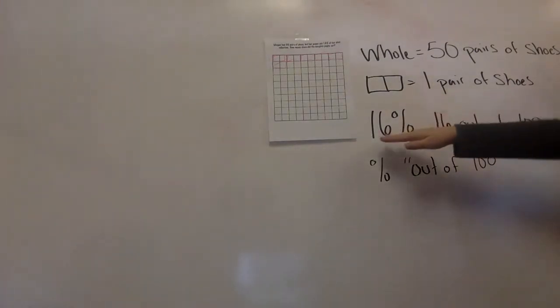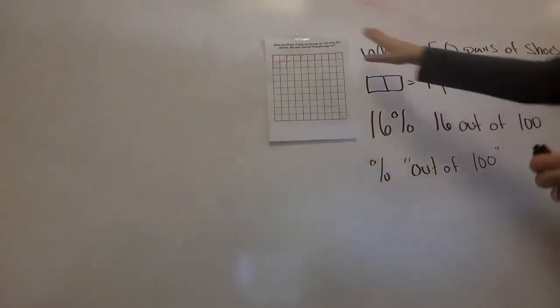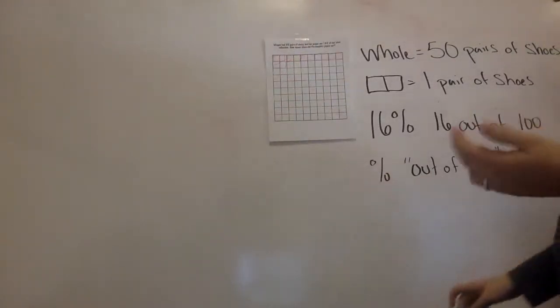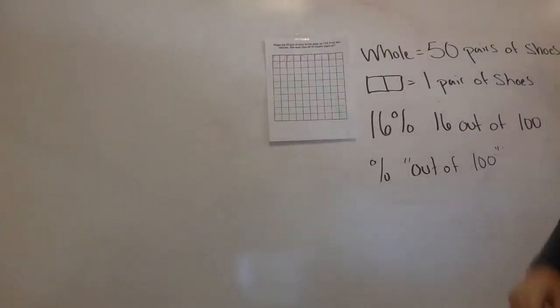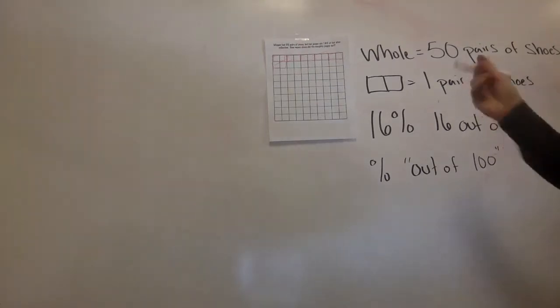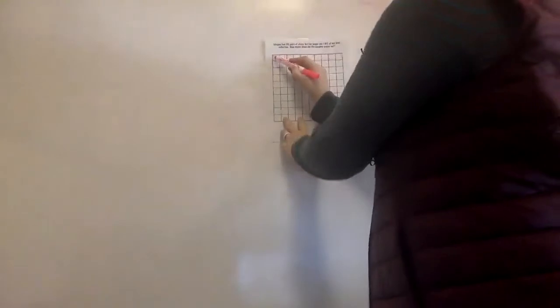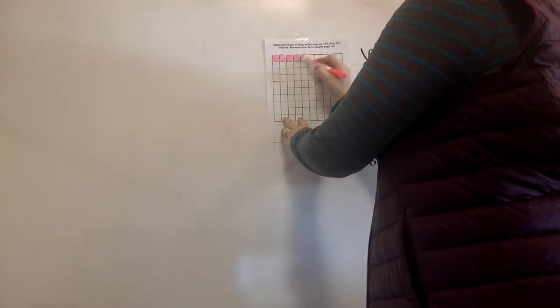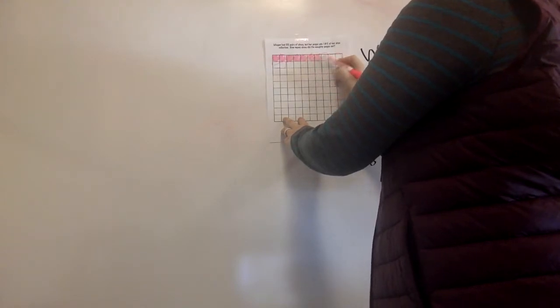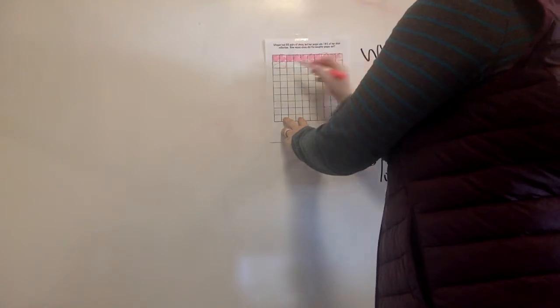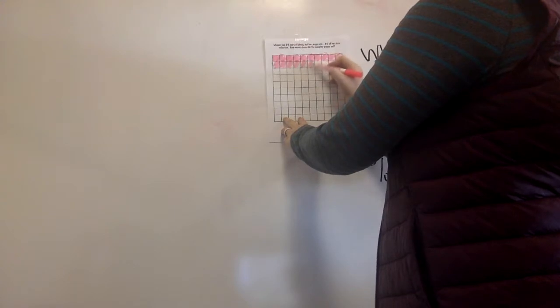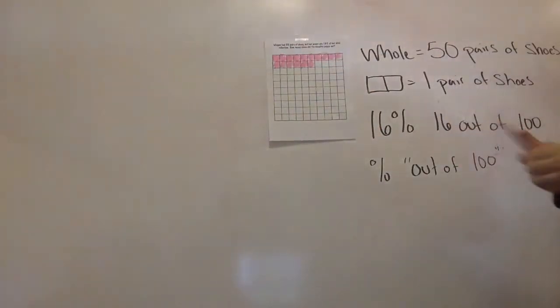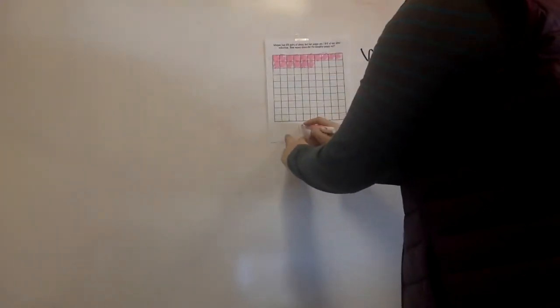So if I want to show 16%, and I have 100 little squares, I'm going to shade in 16 out of my 100 squares. So I'm going to shade in 16 squares. So 1, 2, 3, 4, 5, 6, 7, 8, 9, 10, 11, 12, 13, 14, 15, 16. Okay. So I've shaded in 16% of my grid. So the pink part shows 16%.